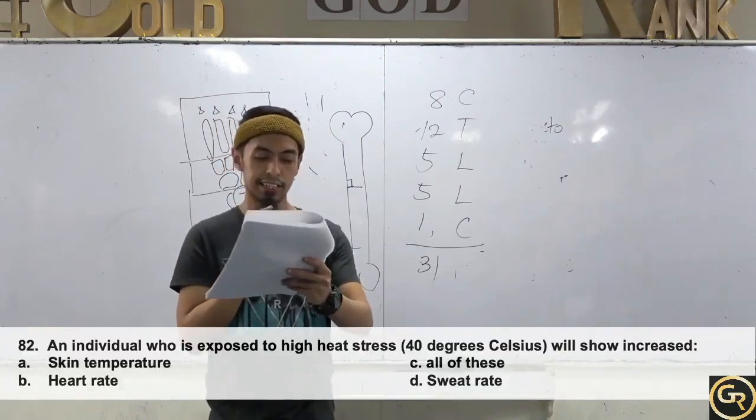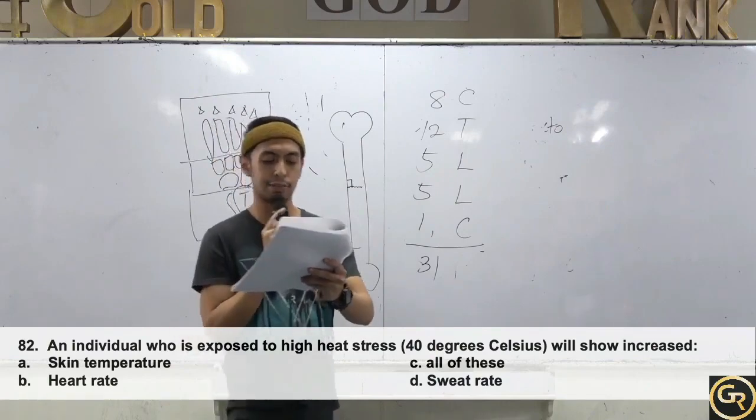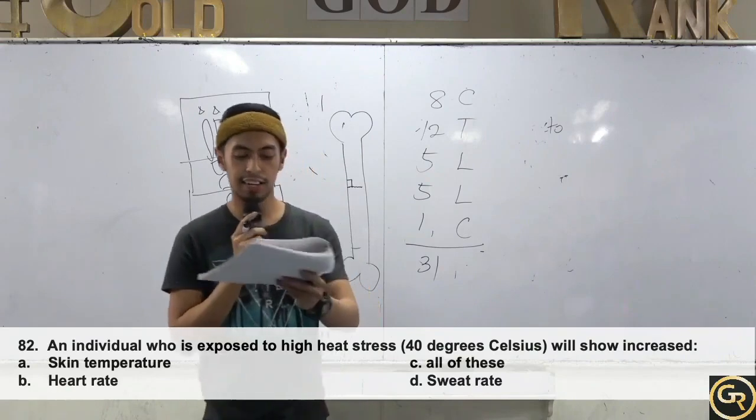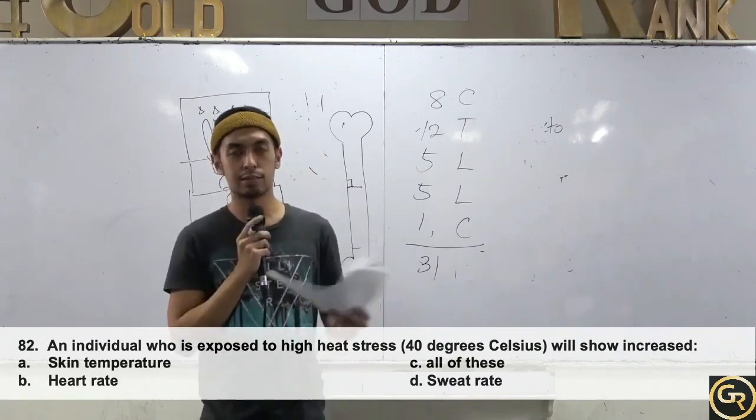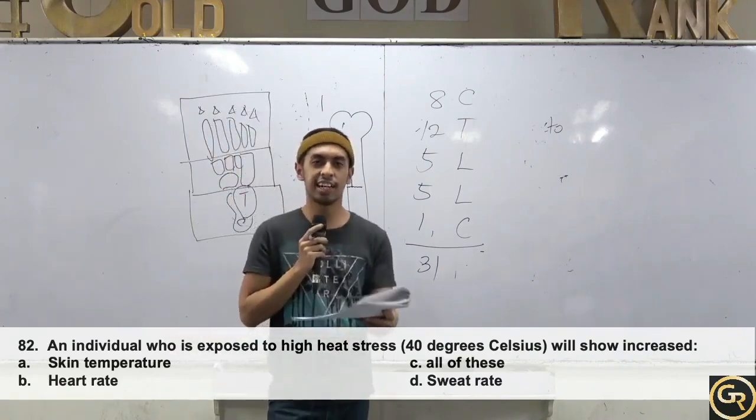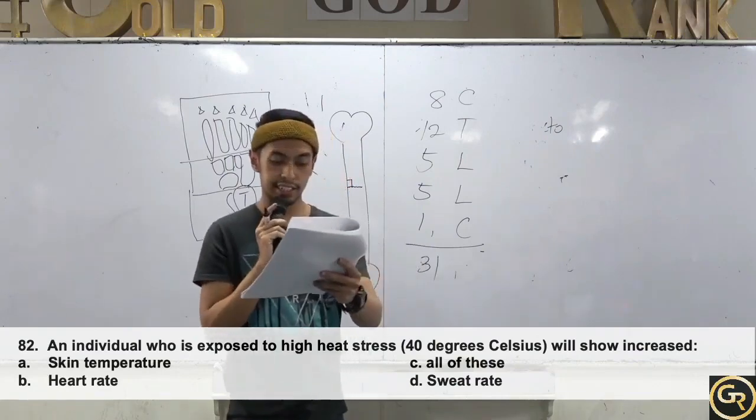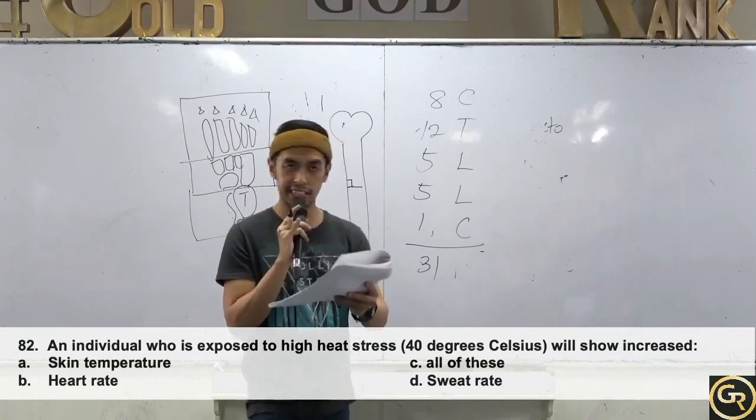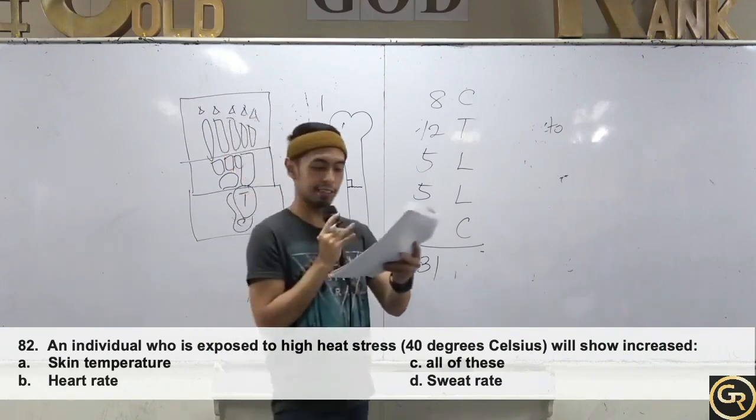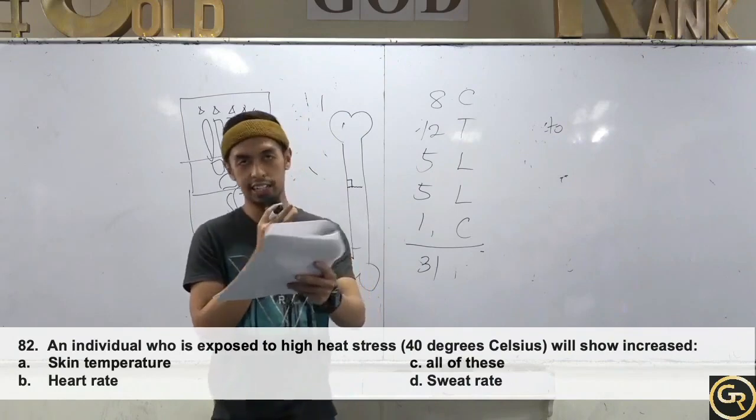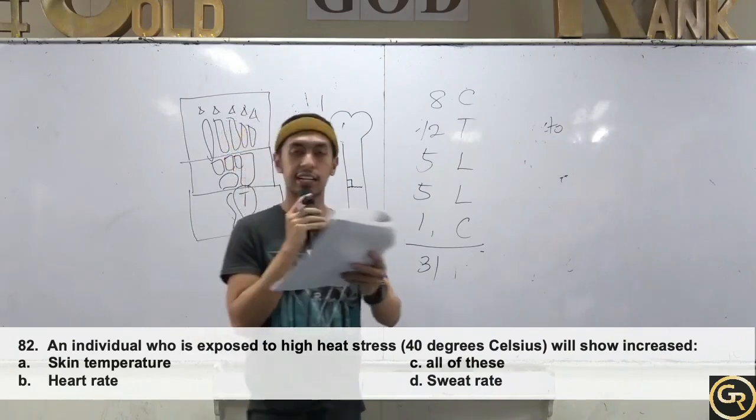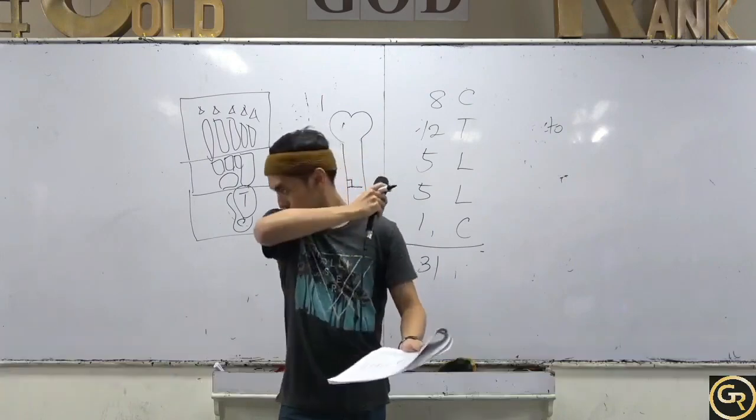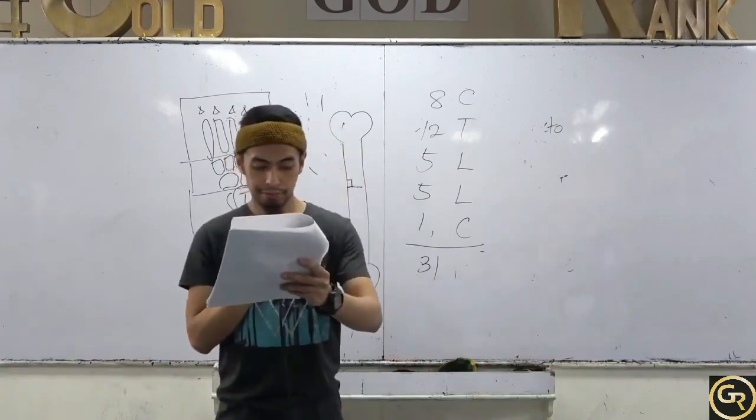82, an individual who is exposed to high heat stress will show increased blank. If an individual is exposed to high heat stress, there would be increased sweat rate, of course, they will sweat a lot. There would be increased skin temperature, and there would also be increased heart rate. All of these are increased. 82, all of these. Letter C.